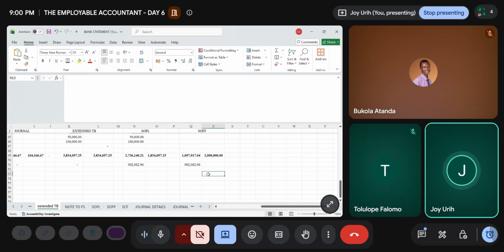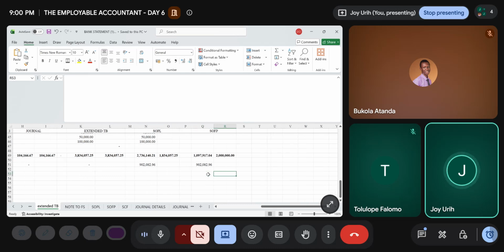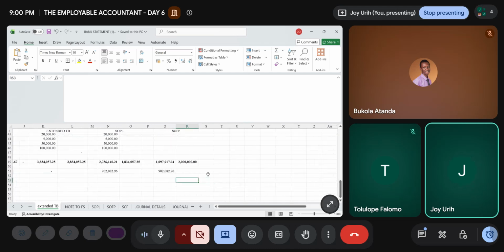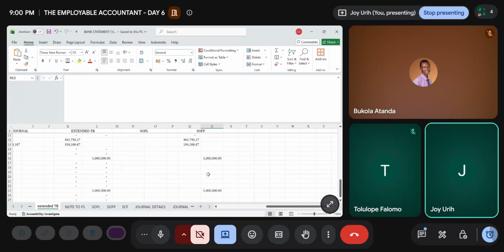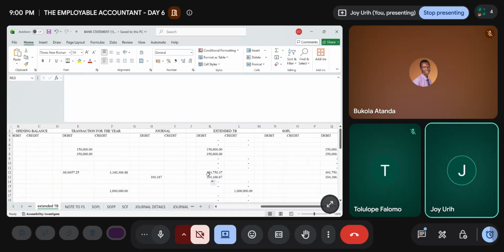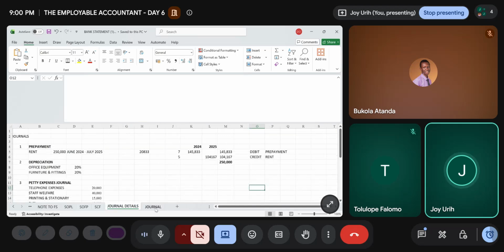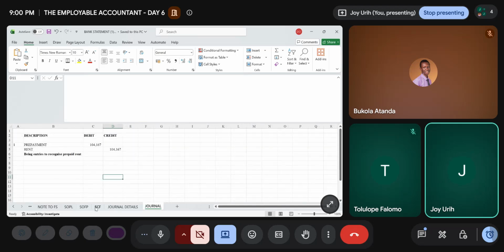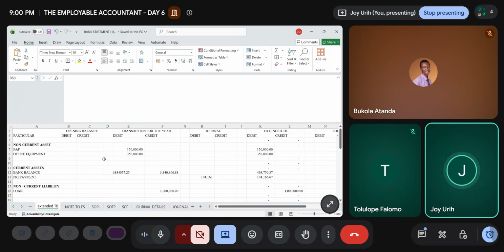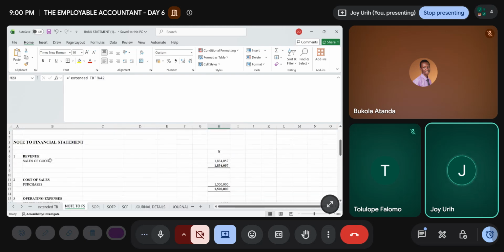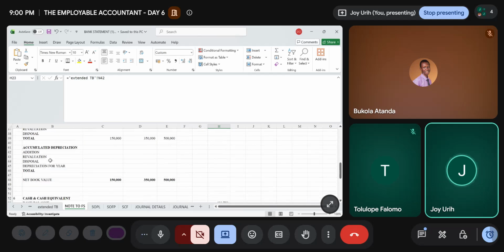So whenever you are passing any journal, you have to take notes, go through your work, and ensure everything is in order. So the next journal we are going to be passing is, so with this, we have done the adjustment in our extended TB. The next thing we want to do is to adjust it on our notes to the account.